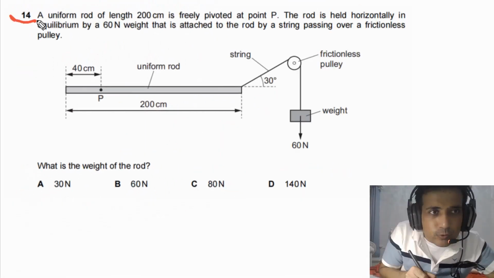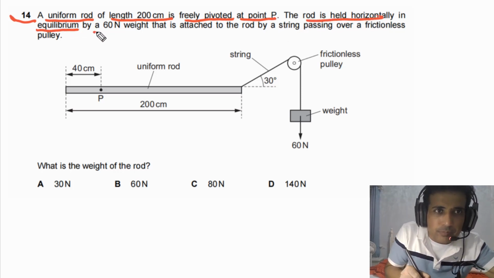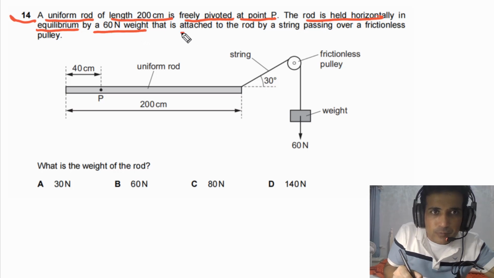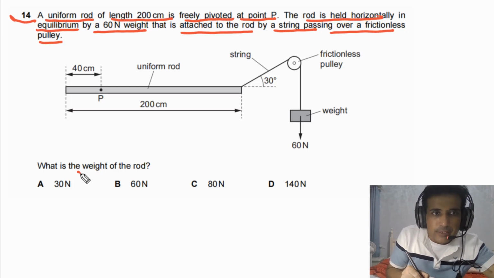For question number 14, it is given to us that a uniform rod of length 200 centimeters is freely pivoted at point P. The rod is held horizontally in equilibrium by a 60 newtons weight that is attached to the rod by a string passing over a frictionless pulley. We need to find out what is the weight of the rod.